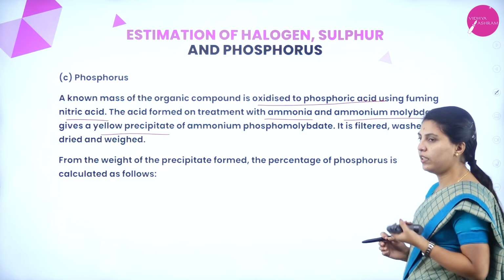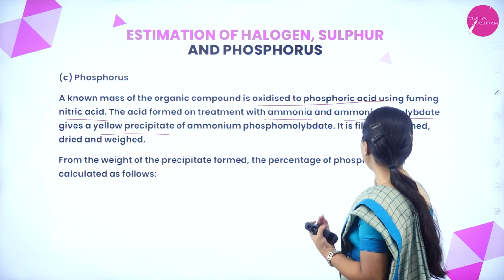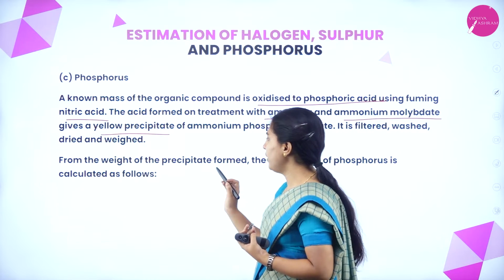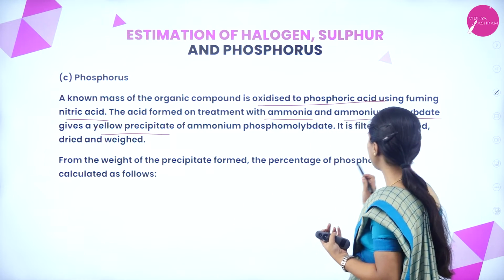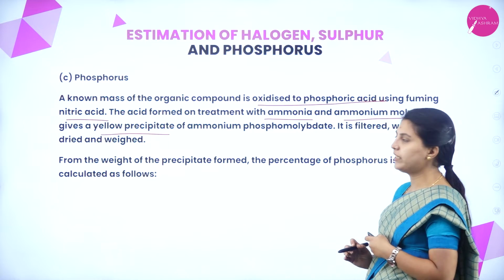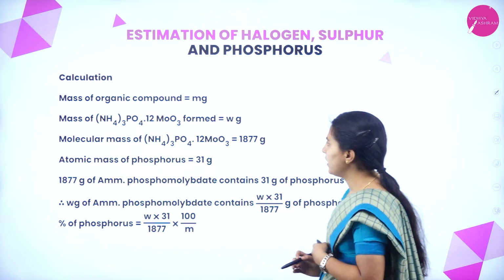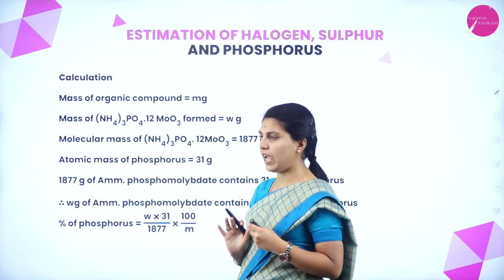It should be filtered, dried, weighed and washed. From the weight of the precipitate formed, the percentage of phosphorus is calculated as follows. See, overall everything is the same, the calculation.